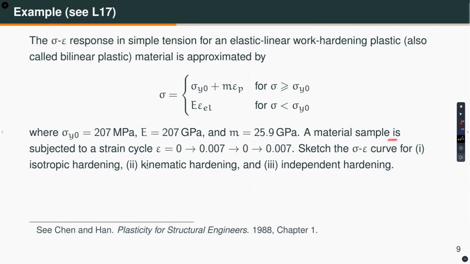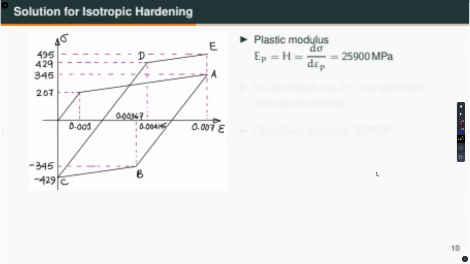And if a material sample is given this strain cycle, sketch the sigma epsilon curve for isotropic hardening, kinematic hardening and independent hardening. We solved this example in lecture number 17. Please go ahead and revisit. So, I will just give you the final answer.